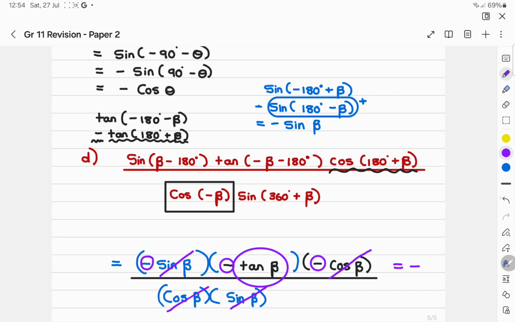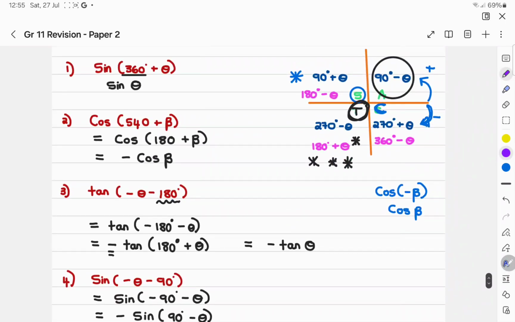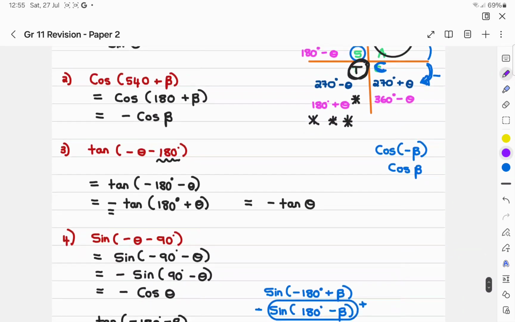So it's negative tan beta. I hope it helped just to go over it again and to remind you about those little niggles that you sometimes forget, especially this one over here, the cos of negative beta. Here he sits, he will always become a positive. And let me remind you again how to take out the negative. If you want to take out the negative in the front, please do so, and then all your signs change.